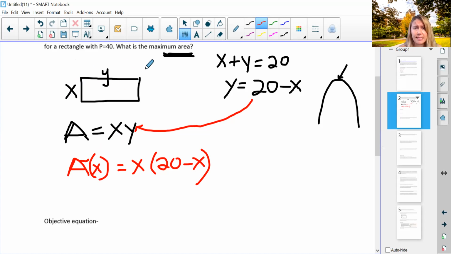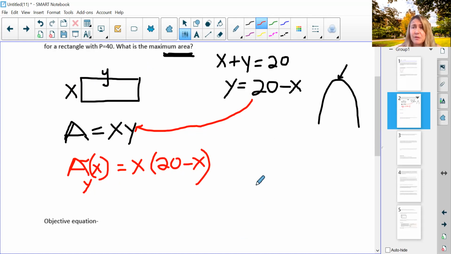The Y represents the length of the other side of the rectangle. When I go to graph this on my calculator though, when I type this into my calculator and this becomes the Y that goes into my calculator, the answer that I'm going to get is the area. Okay, it's not going to be the length of this side. So let's go to the calculator.